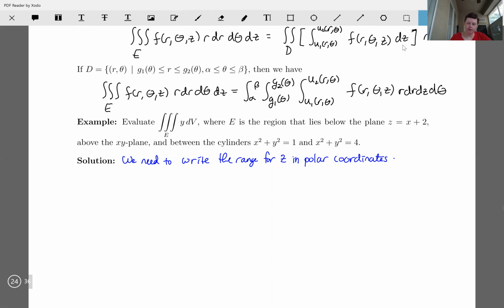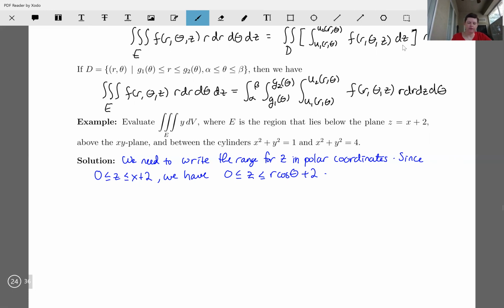All right, so what do we have? We are above the xy plane, so z is greater than or equal to 0. And also we're below the plane z equals x plus 2, so z is greater than or equal to 0 and less than or equal to x plus 2. But now when we change to cylindrical coordinates, we're changing x to its polar form, which would be r cosine theta plus 2.